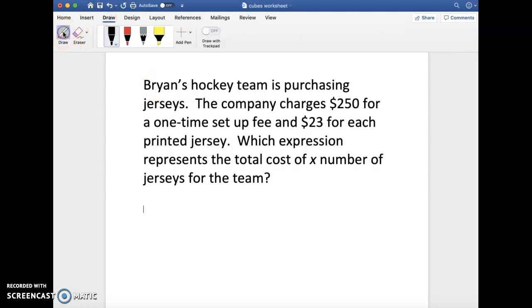So I am going to go ahead and do this. So Brian's hockey team is purchasing jerseys. The company charges $250. That is a number. For a one-time setup fee and $23, another number. For each printed jersey, which expression represents the total cost of X number of jerseys for a team. Okay, my numbers are done. I figured those out.